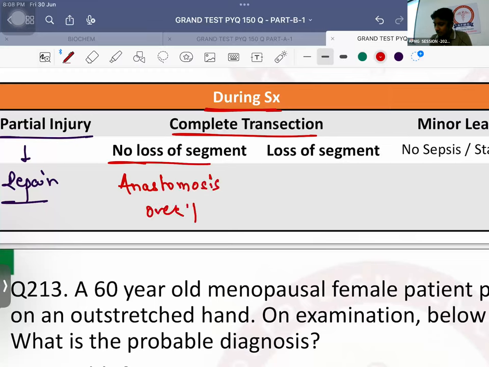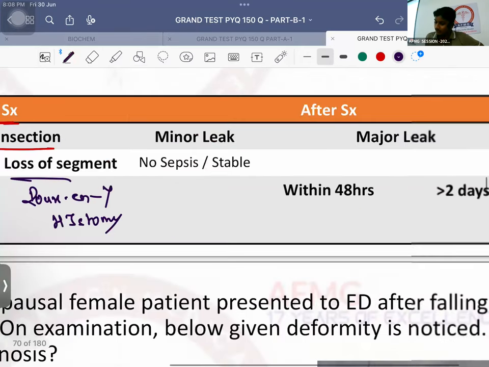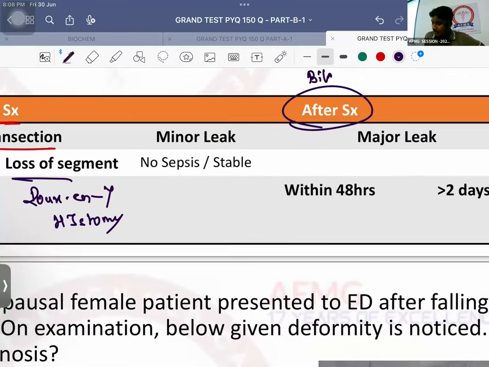Anastomosis over a T-tube. If there is loss of segment, can you connect it back? Beech ka kuch hissa hi gayab hai. Ab connect kar sakte ho kya? Nahin. So better hai, jitni bhi CBD bachi hai, remove that CBD and take up your jejunum. So when we are connecting jejunum to the common hepatic duct, that is known as Roux-en-Y hepaticojejunostomy.